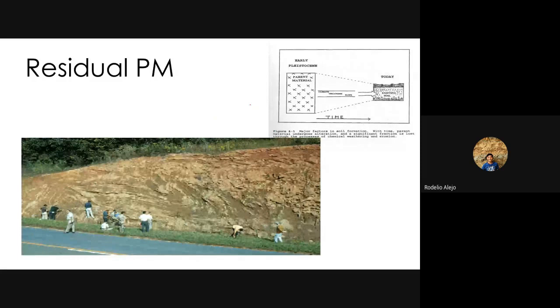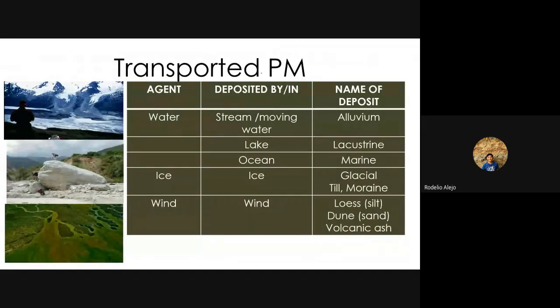So residual parent material: because of this parent material, which is affected by climate, organisms, and slope, that will yield the existing soil. So dito sa mismong area kung saan yung rocks and minerals is present, doon na-form yung soil natin. Wherein yung transported parent material, ito yung sinabi ko kanina, we have the different agents. If the rocks and minerals are transported by moving water, we call that an alluvium deposit. Okay? Running water like rivers. So, yan yun, yung alluvium.